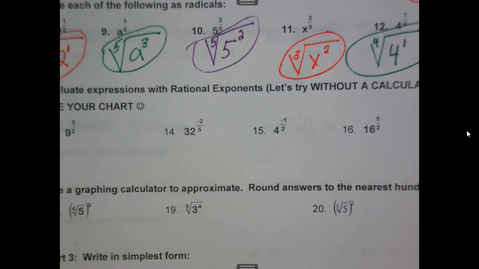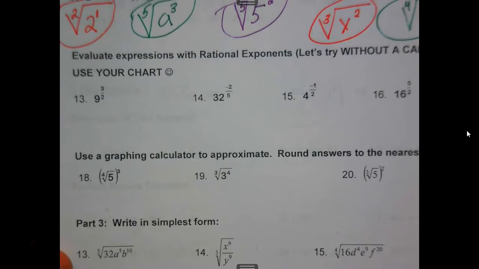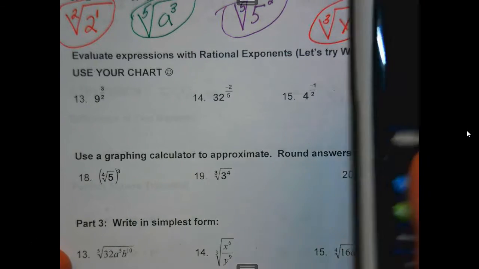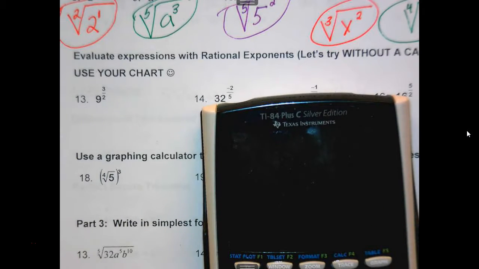All right, the next row, it says evaluate, so we're going to have to come up with a number. Evaluate expressions with rational exponents. And it says try it without a calculator, use your chart. Well, guess what? I didn't print up your charts. So we're going to use our calculator. 9 to the 3/2. Plug it in your calculator. What do you get? Could do this in your head. Just put it in your calculator.